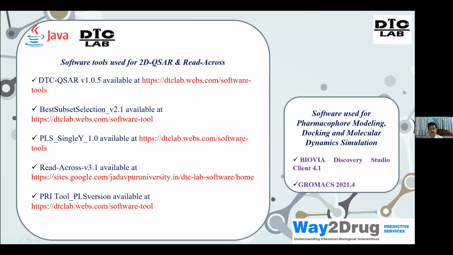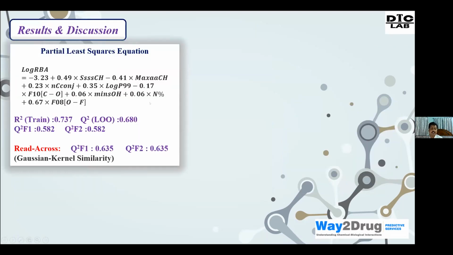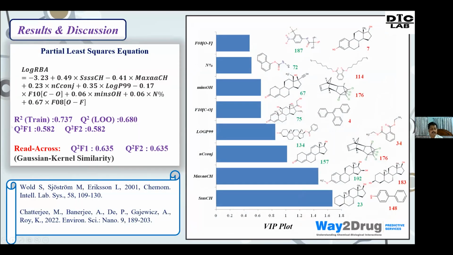So these are the software tools that we have used. The ones at the left are developed extensively in our lab itself. So this is the PLS equation, and these are the validation metrics of the PLS equation, and these are the validation metrics of the read-across. Now you can see here that the validation metrics in read-across are slightly better than what we have obtained in the QSAR process, and which is better than what other scientists have obtained over the years using 3D QSAR techniques.